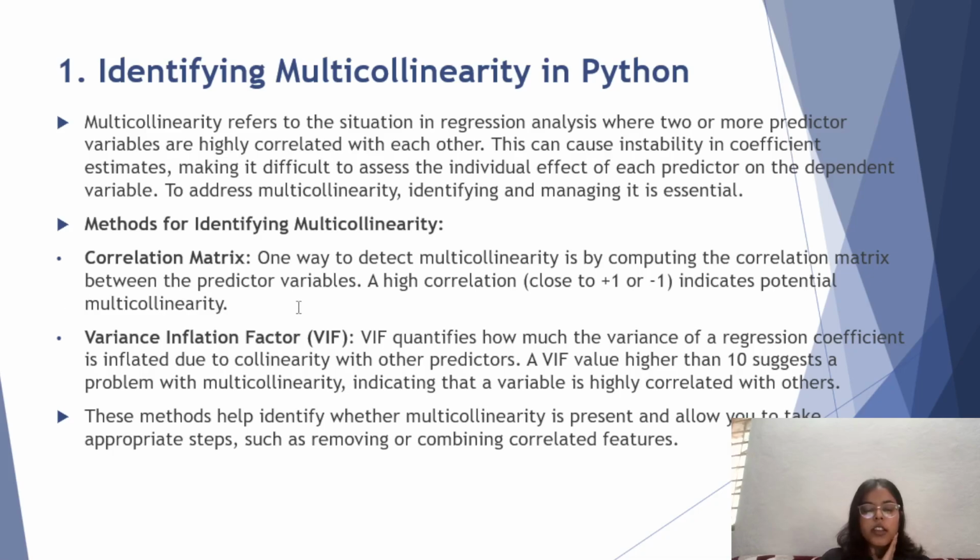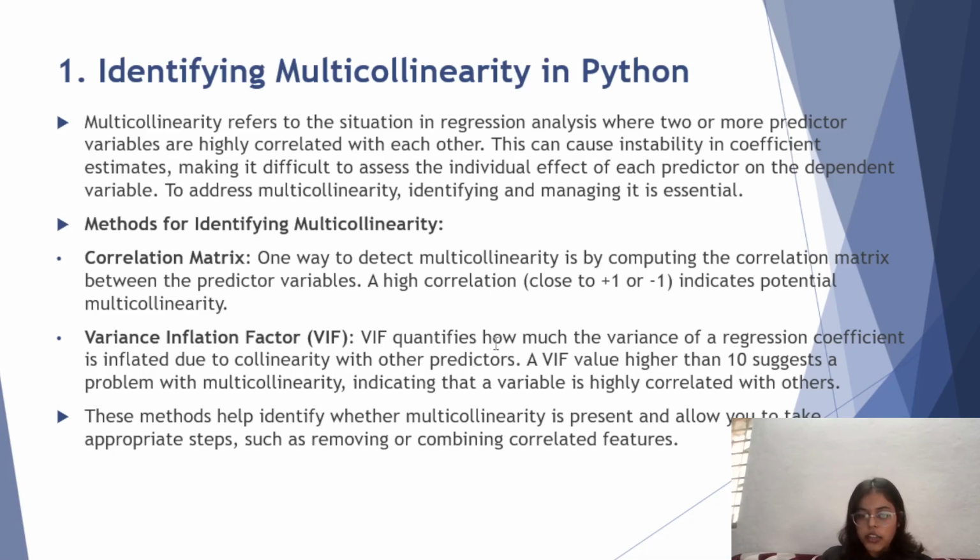Correlation matrix, the first one, is one way to detect multicollinearity by computing the correlation matrix between the predictor variables. A high correlation close to +1 or -1 indicates potential multicollinearity. And the second is variance inflation factor, which is also commonly known as VIF.